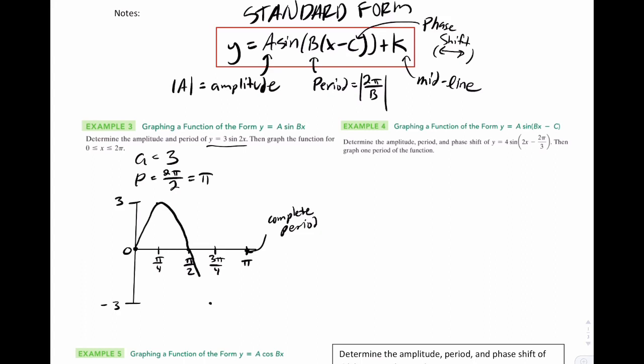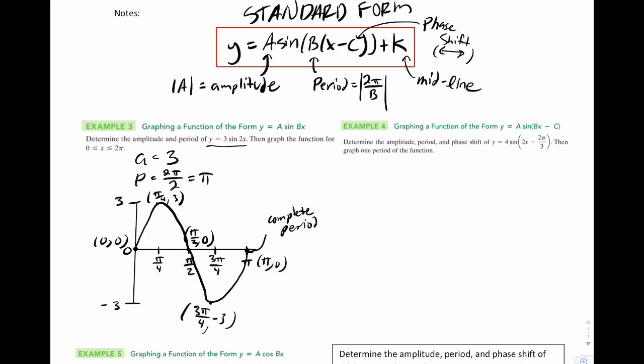Let's connect all your dots. And there you go. There's one complete sine wave. And we want to label this, so this is 0, 0. That's pi over 4, comma 3. That's pi over 2, comma 0. 3 pi over 4, comma negative 3. And that's going to be pi, comma 0. And there's our one complete period of sine.